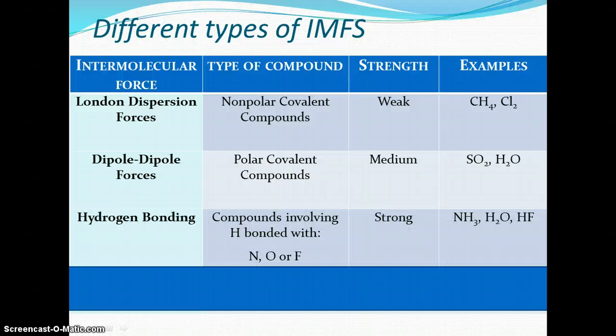The third type of intermolecular force is called hydrogen bonding. This type of bond only occurs in compounds involving H and N, H and O, or H and F. So H needs to be involved, which is why it's called hydrogen bonding. These are very, very strong intermolecular forces occurring between two molecules of the same compound. Examples are NH3, where we have N bonding with H, H2O, which has O bonding with H, and HF, which has H bonding with F. These are the strongest type of intermolecular force.